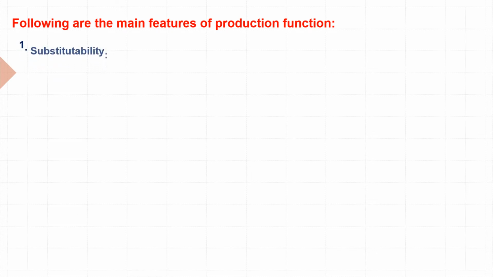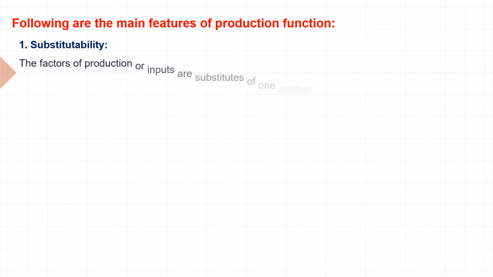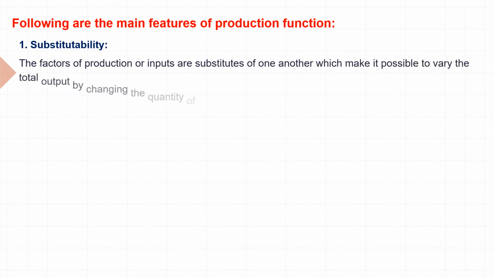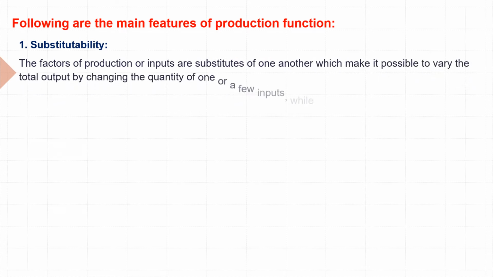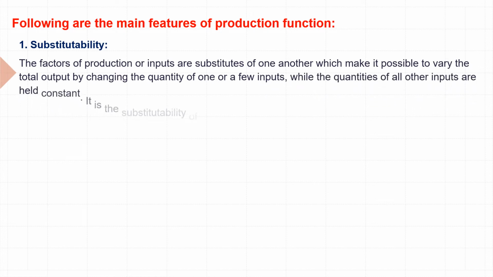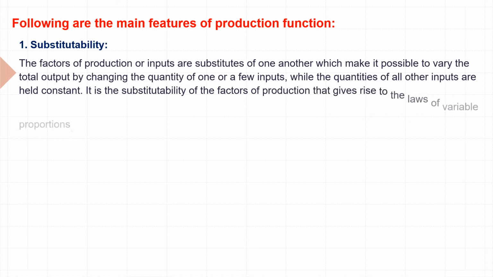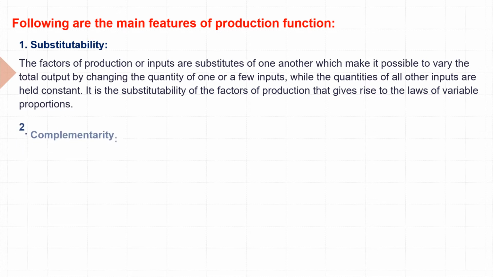First one, substitutability. The factors of production or inputs are substitutes of one another, which makes it possible to vary the total output by changing the quantity of one or a few inputs, while the quantities of all other inputs are held constant. It is the substitutability of the factors of production that gives rise to the law of variable proportions.